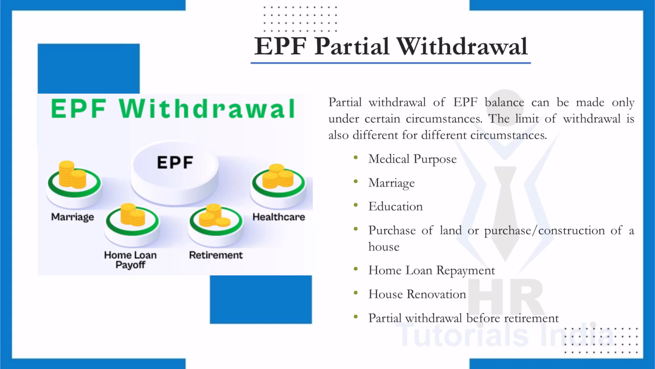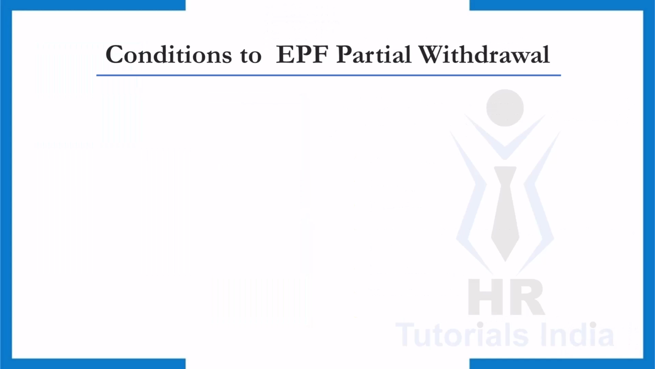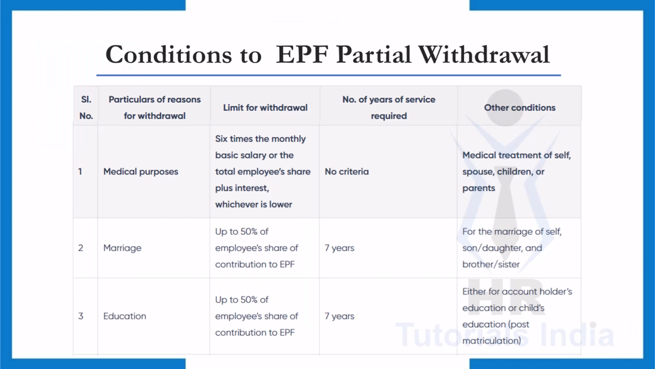Even for these partial withdrawals, there are a few conditions which need to be met. Now let us see what are the other conditions for partial withdrawal. Conditions for EPF partial withdrawal. First, the purpose is medical purpose, and for this, an employee can withdraw 6 times the monthly basic salary or total employee share plus interest, whichever is lower. The number of years of service is not applicable, which means anytime an employee can withdraw partial PF without meeting a service requirement. Other conditions are medical treatment of self, spouse, children, or parents. These are the conditions for which a PF can be withdrawn.